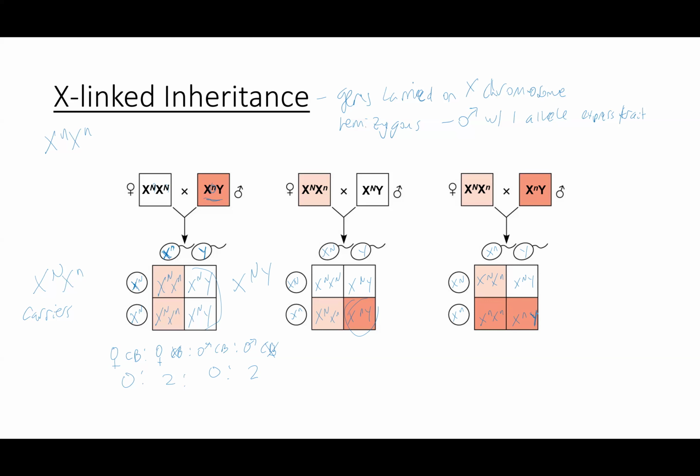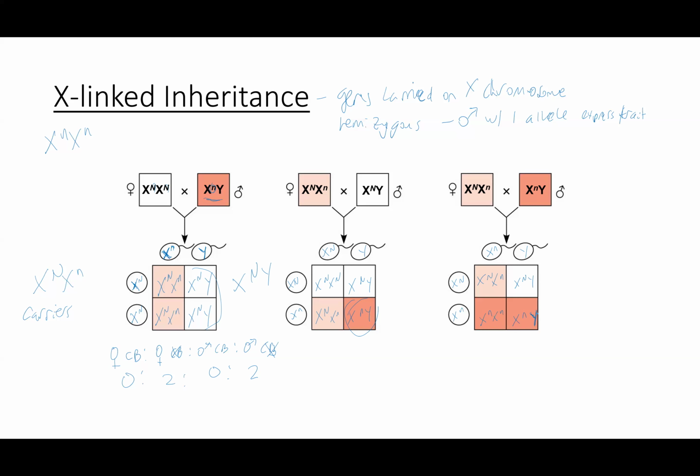what percentage of the daughters are going to be colorblind? Of the daughters, 50% are going to be colorblind, the other 50% are going to be carriers for sure. And of the sons, how many are going to be colorblind? 50% colorblind, 50% not colorblind. Can males carry the colorblindness gene without expressing the trait?